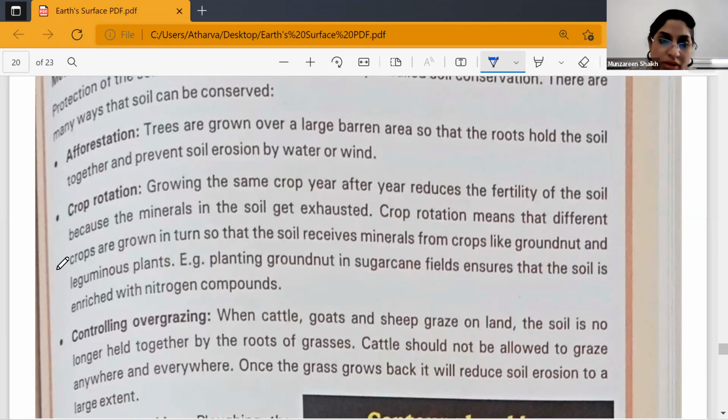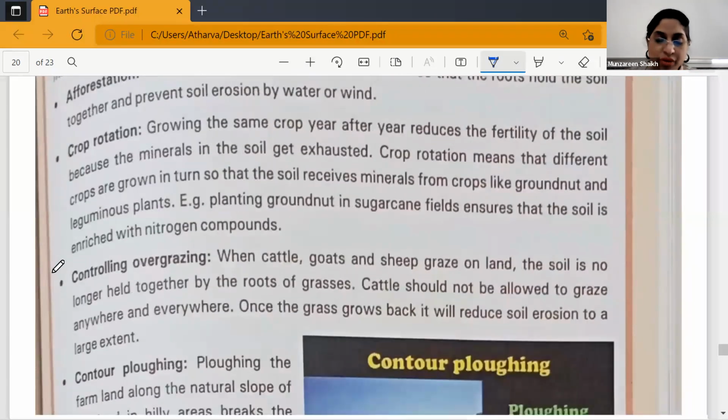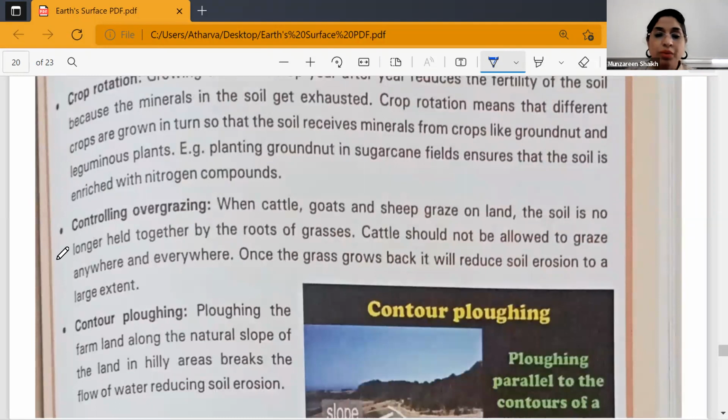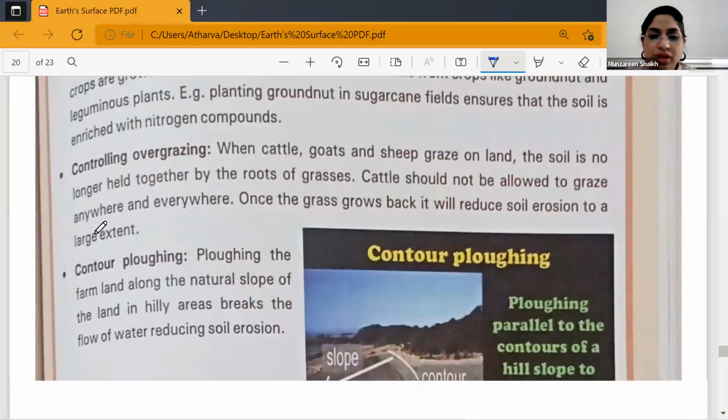Next, the third method which we saw for soil conservation was controlling overgrazing. What have we learned from this? When the cattle graze on the land, the soil is no longer held together by the roots of grasses because they pull it up while eating. That's why cattle should not be allowed to graze anywhere and everywhere. Very good. You remember it perfectly. So this was the third point.